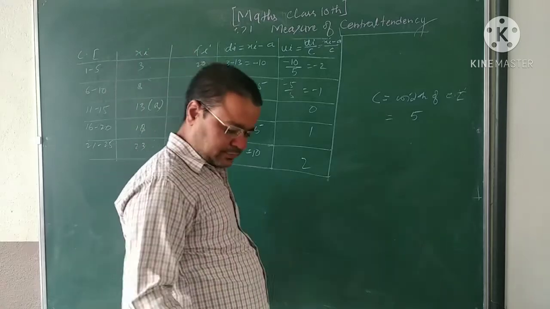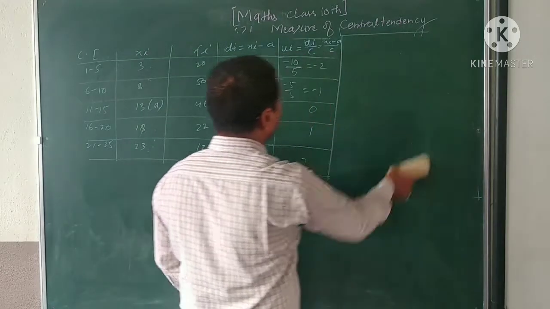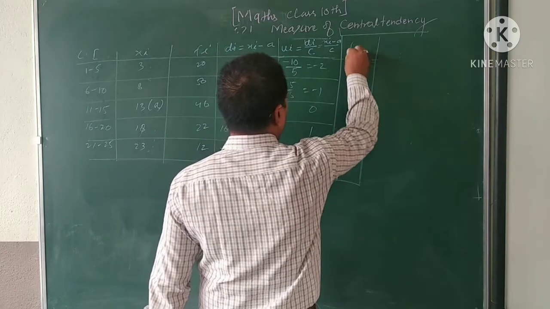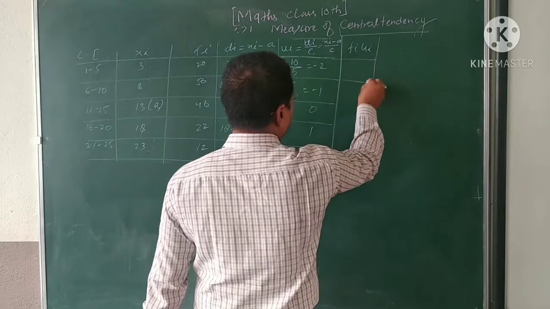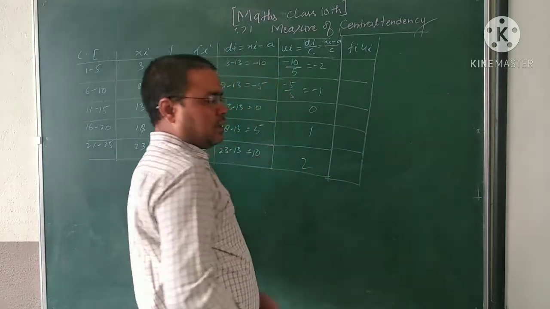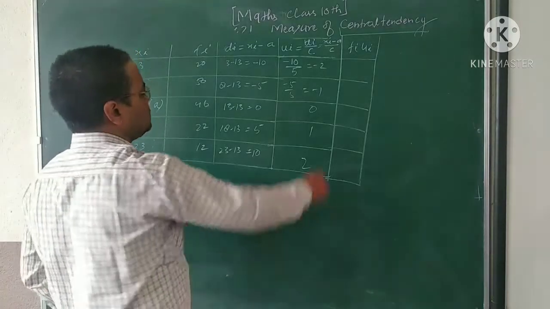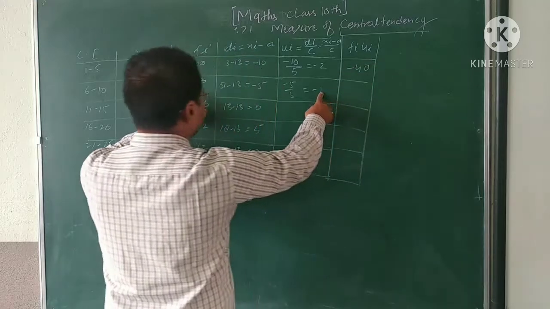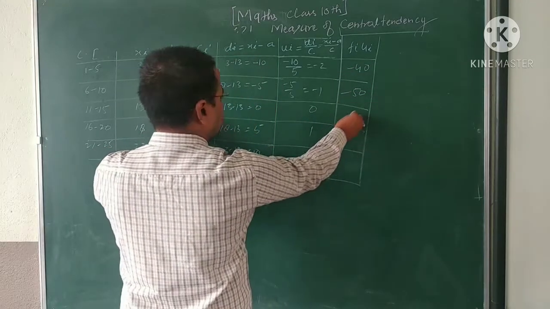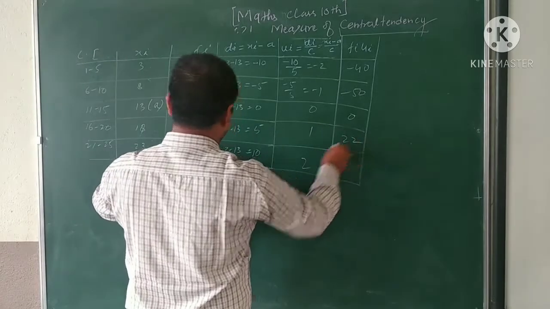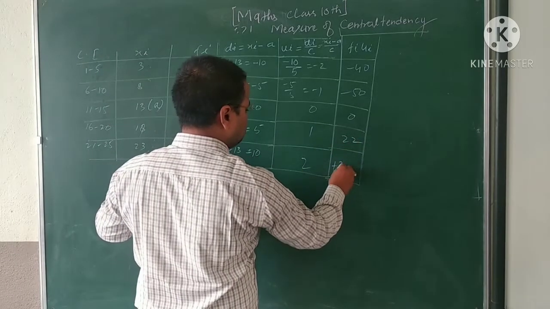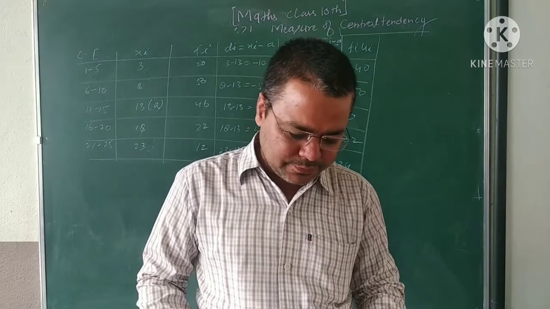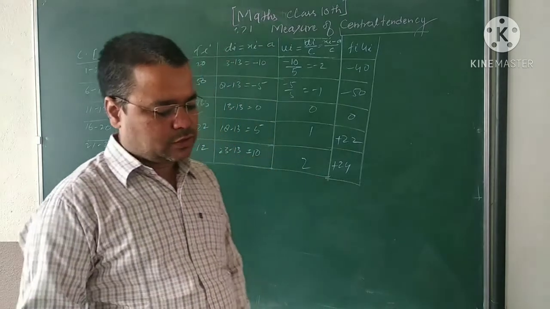Okay. And after that we make one more column. This is the last column and this is called FiUi. We multiply F with the minus 2 and so on: minus 40, minus 15, 0, 22 and 24. Here plus, plus.